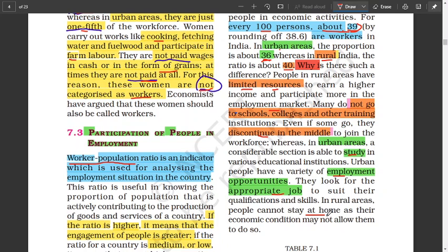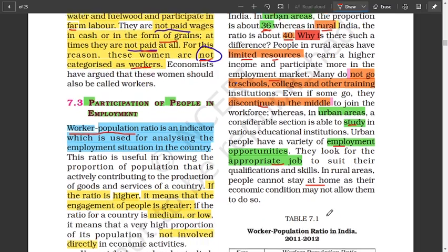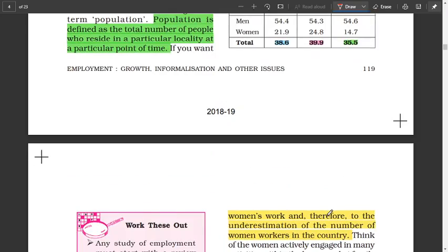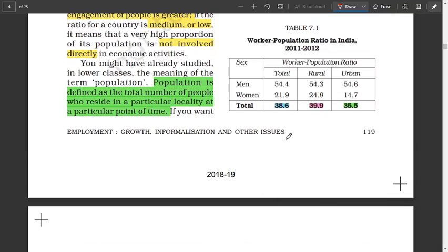So more workers in rural, 40%, less in urban, 36%. Okay, this is a table that explains to us about that worker population ratio. Men, all of India, more than half are working. Same in rural and urban. More than half of men are working in urban or rural, whole of India.